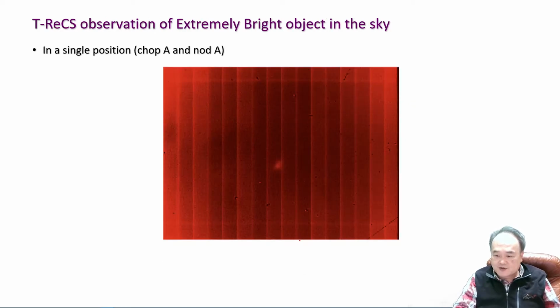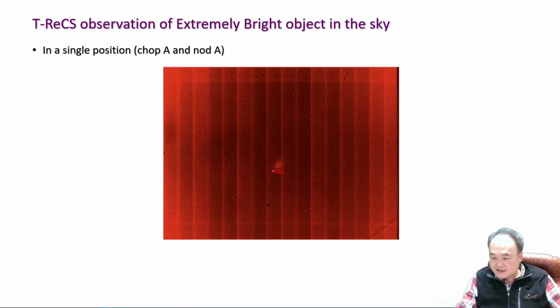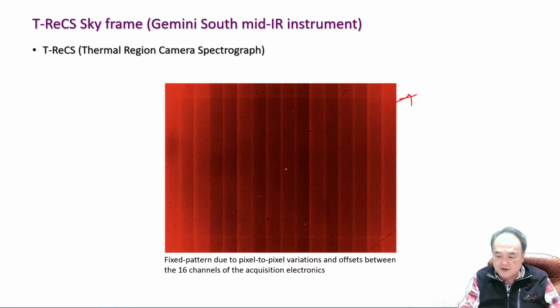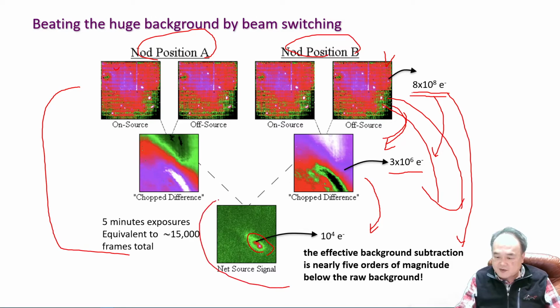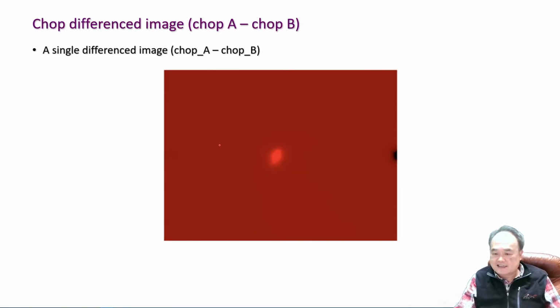So when I do the chop A minus chop B, now I can actually see the bright star. Then doing this, the double differencing images. So the chop A, and basically this is the double differencing. Okay, so at this level, right? In the double difference image, now I can see that the background is nicely subtracted out.